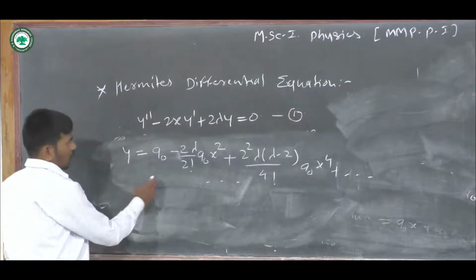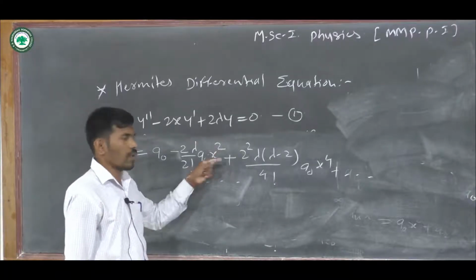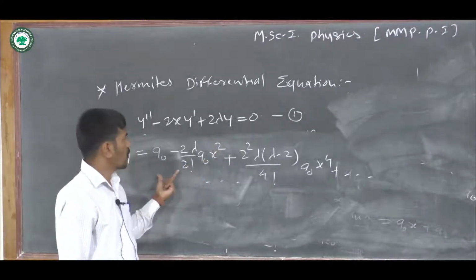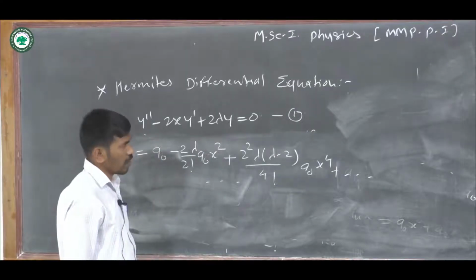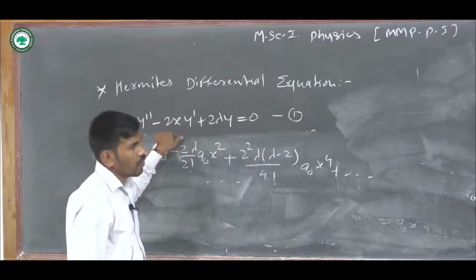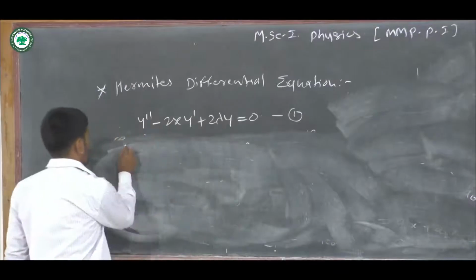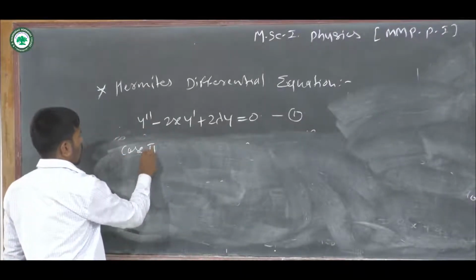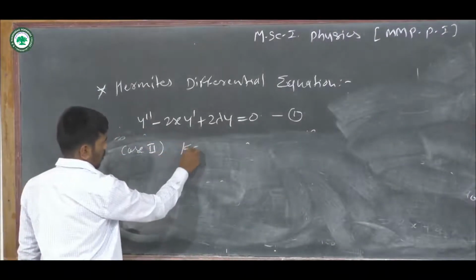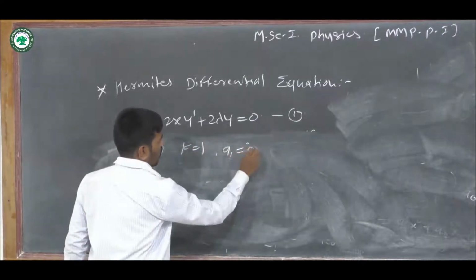Okay, and if you observe, the powers of x in this solution are even. So this is one solution of the Hermite differential equation for the case k is equal to 0 and a1 is equal to 0. Okay, now for the second case, here I am considering k is equal to 1 and a1 is equal to 0.